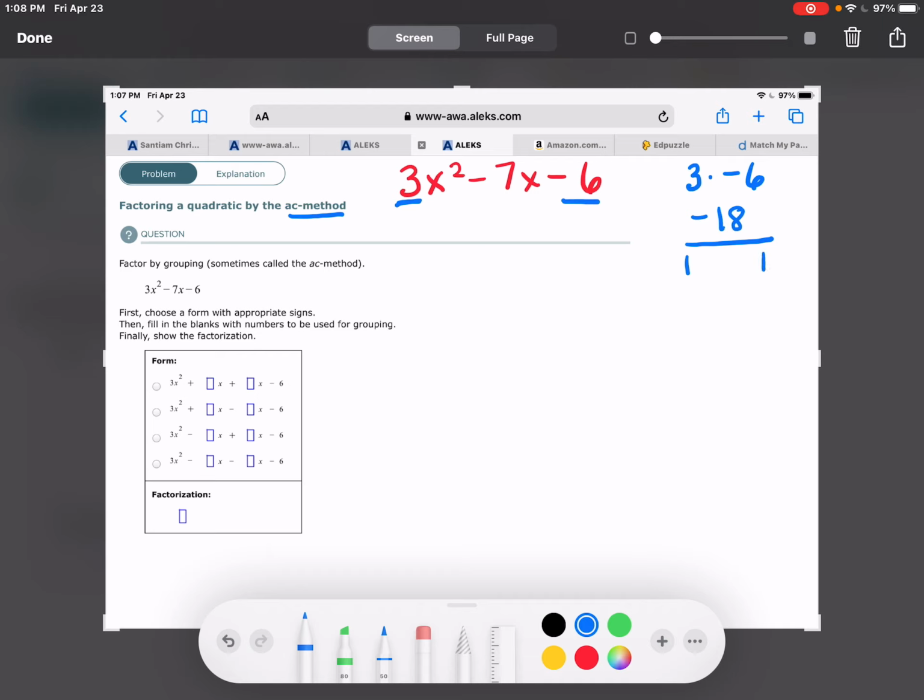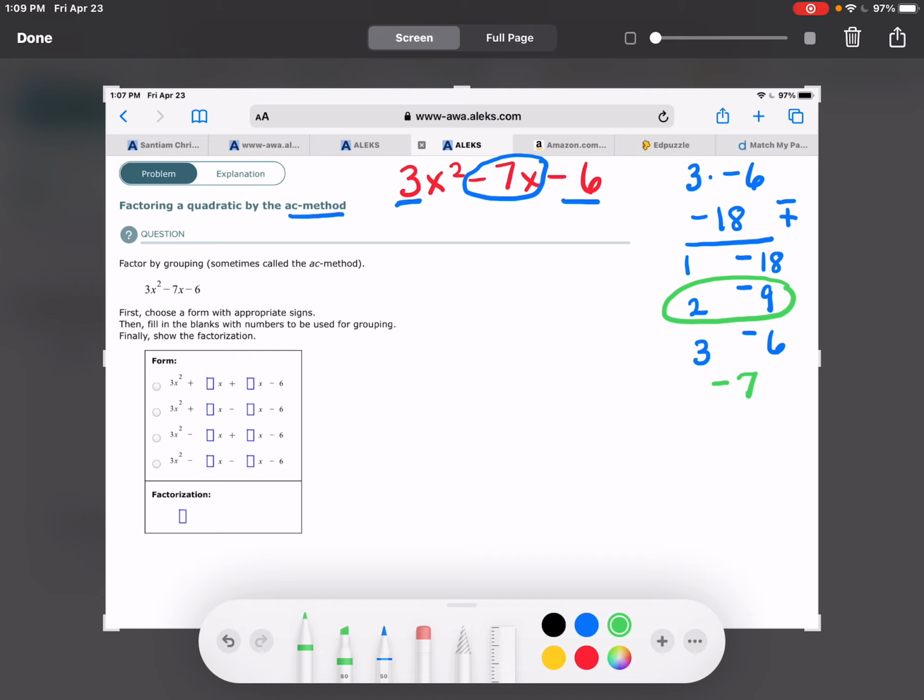Let's just get the 1 and 18, 2 and 9, 3 and 6. And since it's a negative 18, we need a negative times a positive to make a negative. So one of our numbers is going to be negative and one's going to be positive. And when we look back here, we are going to want the factors to add up to be a negative 7. And so since negative 7 is a negative, I'm going to choose to make the bigger numbers negative. So what I can see here is that 2 plus negative 9 makes a negative 7.